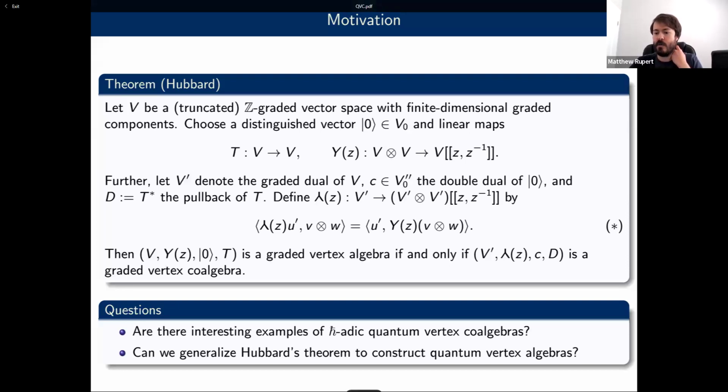And what I would like you to take away from this talk is that, first of all, there are interesting examples of H-adic quantum vertex coalgebras. The Yangian is an example. And at least in this example, we can generalize this theorem. So we can construct, through a duality operation, quantum vertex algebras from the quantum vertex coalgebra structures of the Yangian.